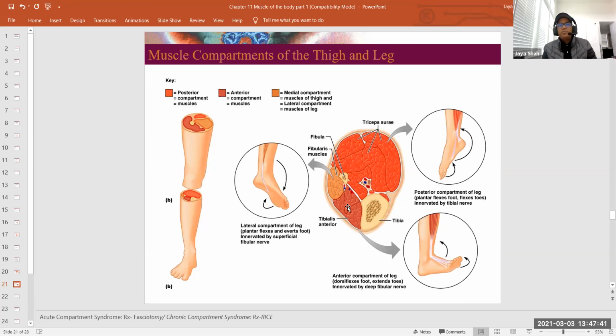This is the intramuscular, intracompartment pressure. So let's say such a patient comes to the emergency room with a history of trauma and then all of a sudden no pulse. This is a surgical emergency, a medical emergency. The immediate treatment is fasciotomy. So what do we do in fasciotomy? We take the knife and we cut this fascia.